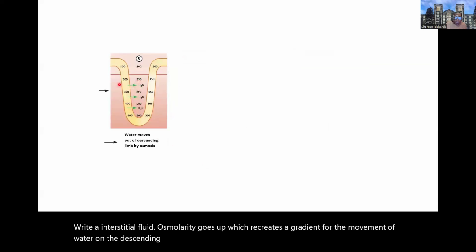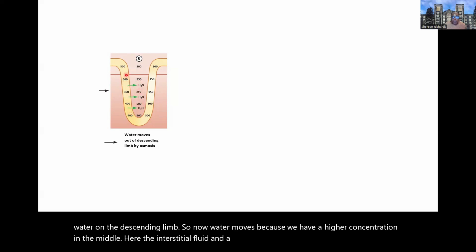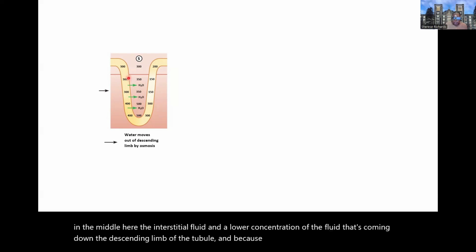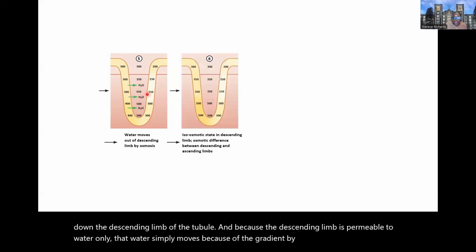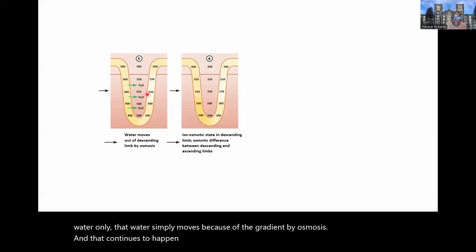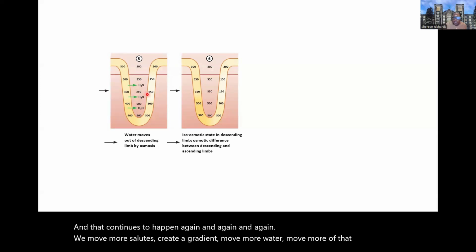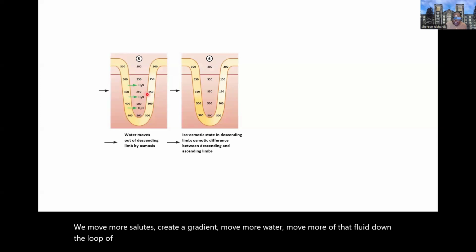So now water moves because we have a higher concentration in the middle here, the interstitial fluid, and a lower concentration in the fluid that's coming down the descending limb of the tubule. And because the descending limb is permeable to water only, that water simply moves because of the gradient by osmosis. And that continues to happen again and again. We move more solutes, create a gradient, move more water, move more of that fluid down the loop of Henle, and reestablish an isoosmotic state, which is what we see here.